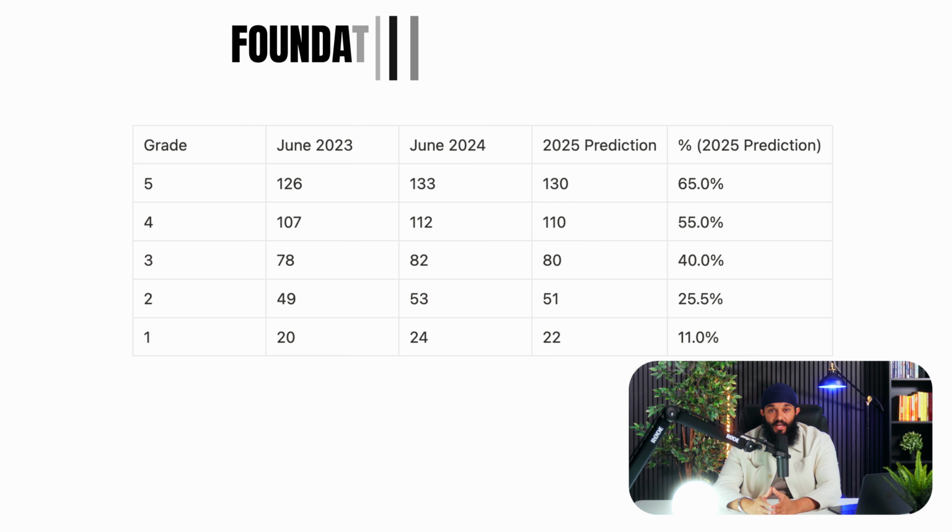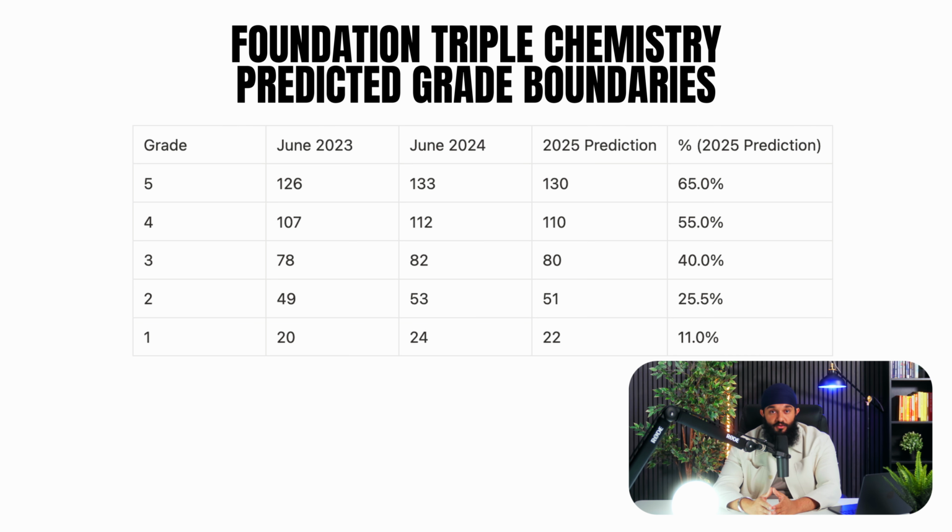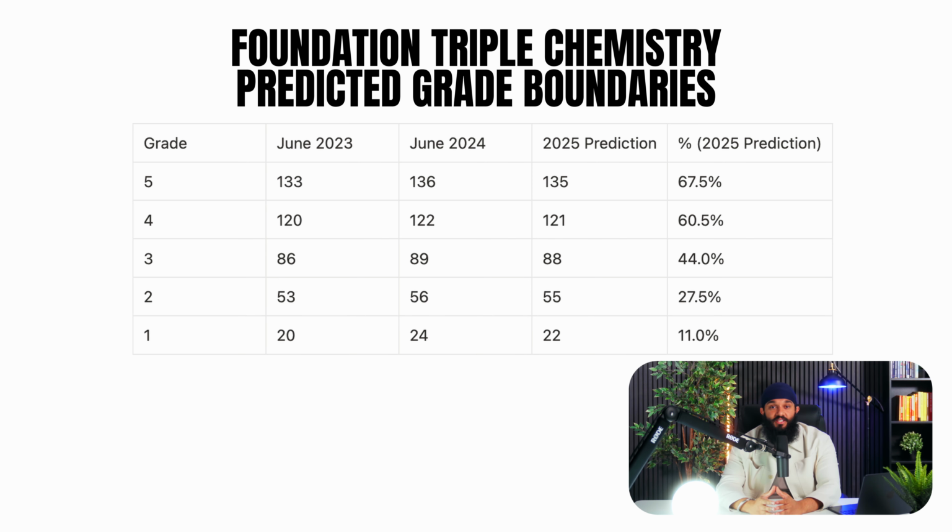Now, let's go on to foundation chemistry. Again, I've put it on the table above, so feel free to pause the video. But as you can see with the table, you need roughly 55% in foundation chemistry to get a grade 4. This is slightly lower than biology because remember, a lot of students do struggle with chemistry over biology. And lastly, for foundation physics, as you can see in the table, you need roughly 60% for a grade 4.